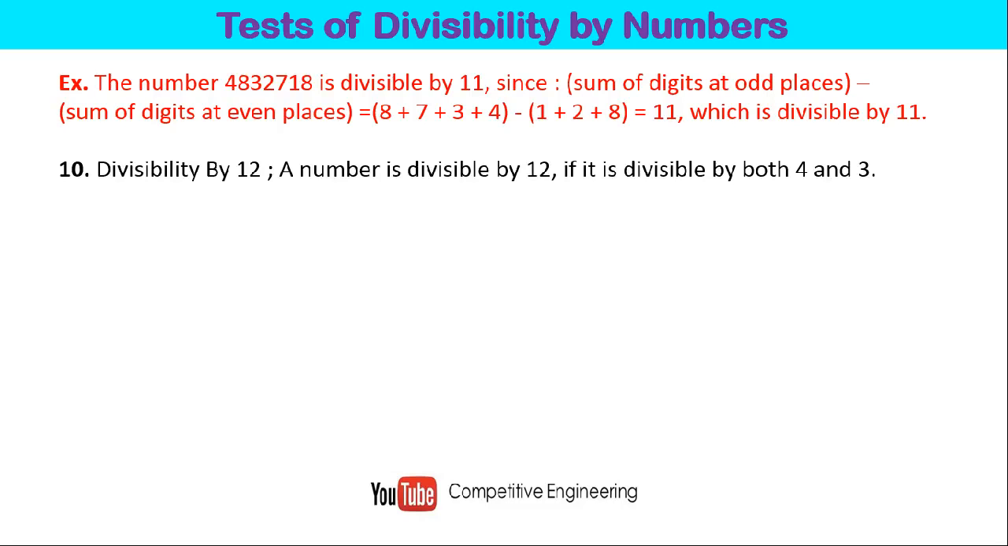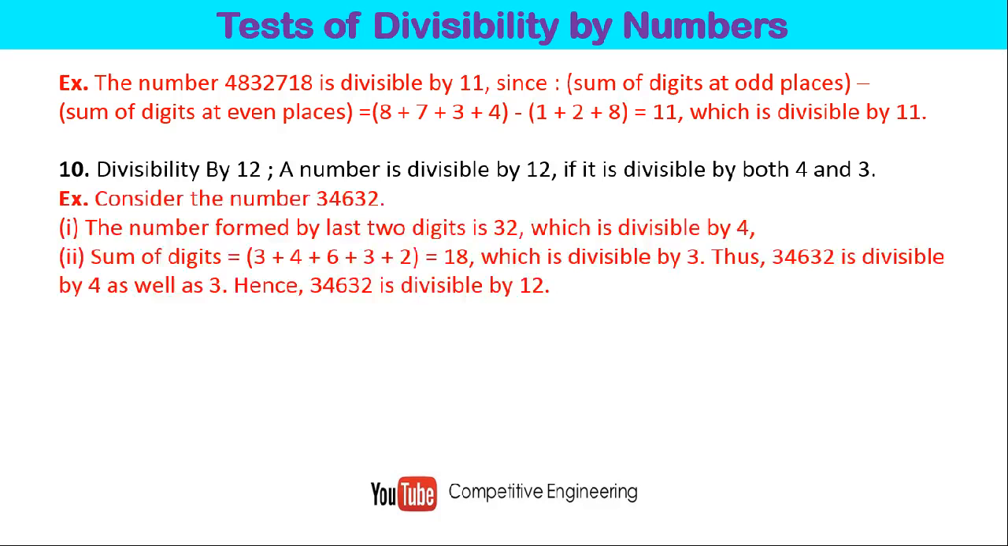Okay. So divisibility by 12. A number is divisible by 12 if it is divisible by both 4 and 3. So we have to check whether the number is divisible by 3 and 4. If it is divisible by both the numbers, then it is divisible by 12 also. Consider an example: 3, 4, 6, 3, 2.